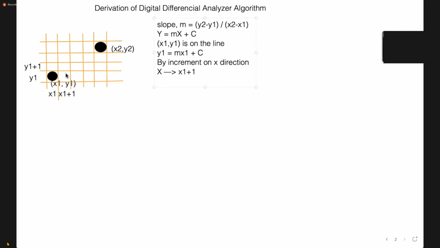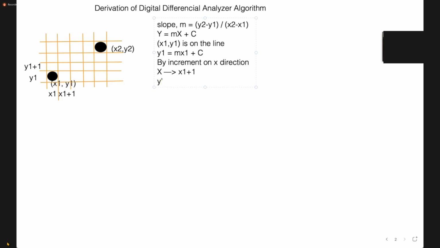That is this line. Now we have to identify which point to be drawn. This one or this one or this one or this one. That we have to identify. Now x will become x1 plus 1. This x will become x1 plus 1. We don't know what is y. Let's write that y as y dash, okay.